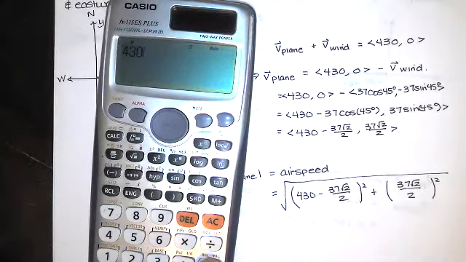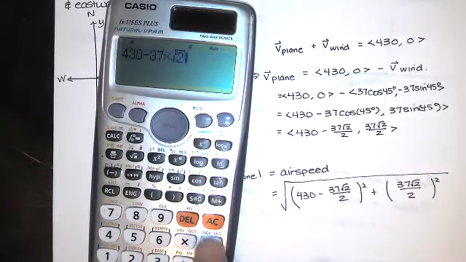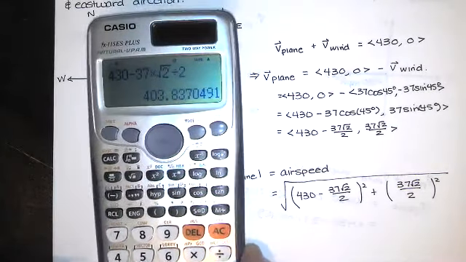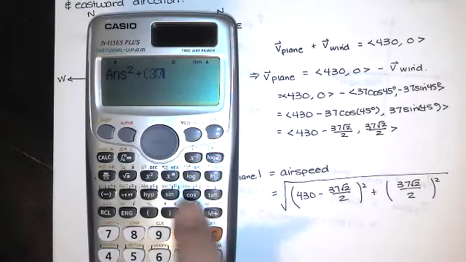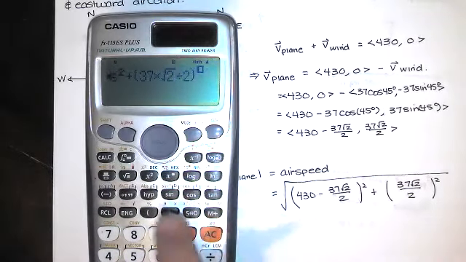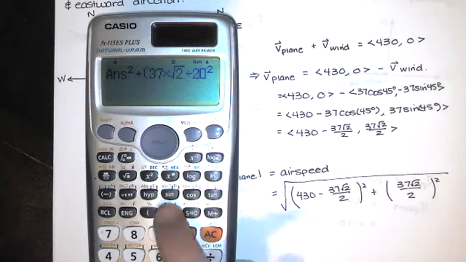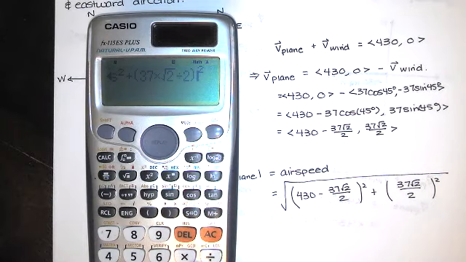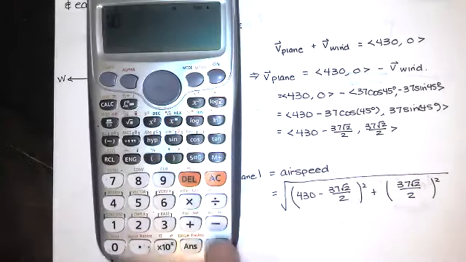So we've got 430 minus 37 times the square root of 2 divided by 2. I want to square that and then add 37 times the square root of 2 over 2, quantity squared. That's that squared plus that squared. And I want to take the square root of that answer. So I'll use square root of answer.